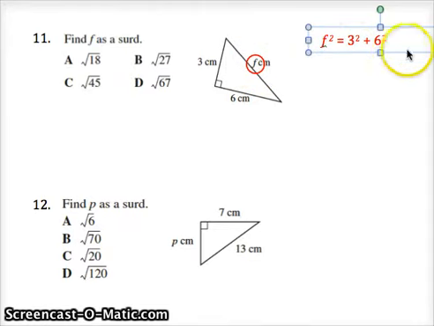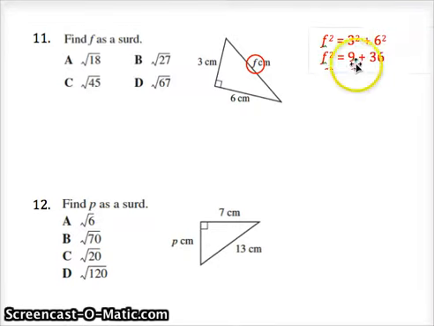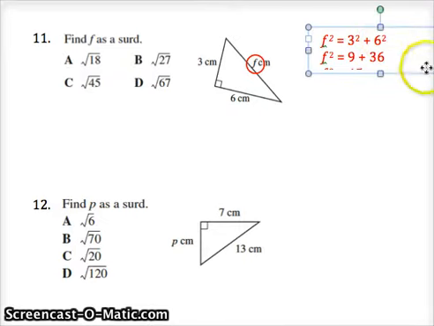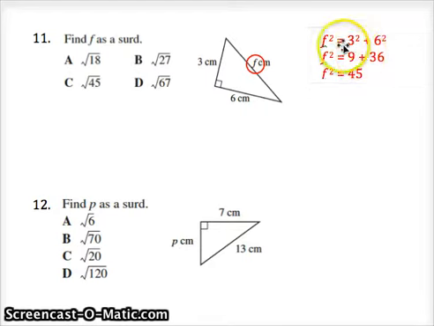Now notice the 3 squared and the 6 squared are on the same side, so you can just enter them straight into your calculator, or you can work them out individually. I'm working them out individually here. 3 squared is 9 and 6 squared is 36. If we add 9 and 36 on your calculator, you get 45. But you could have just gone 3 squared plus 6 squared on your calculator and jumped straight down to the 45. So that's what f squared is.